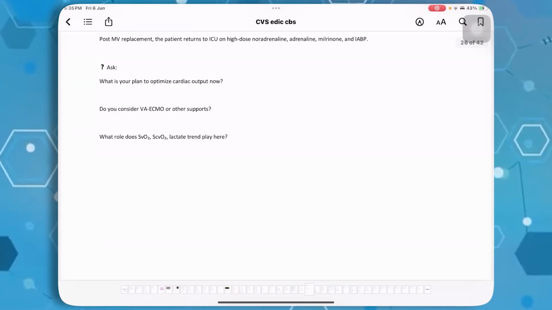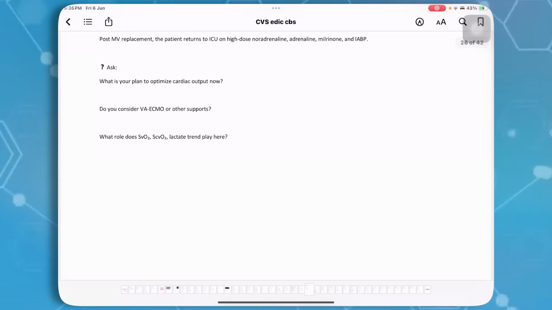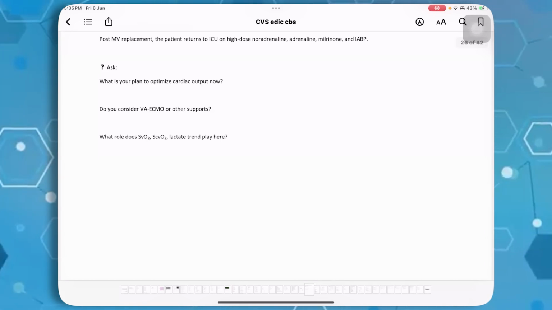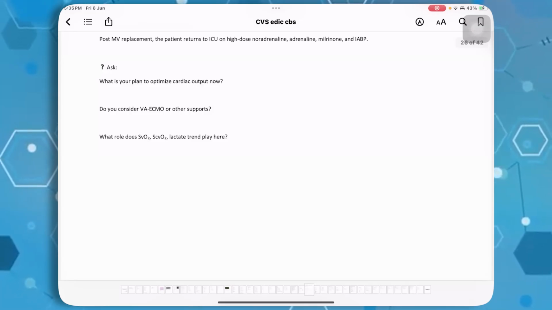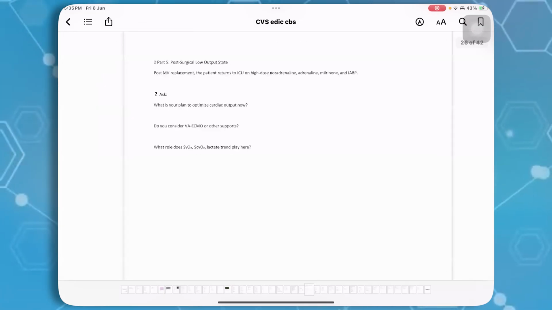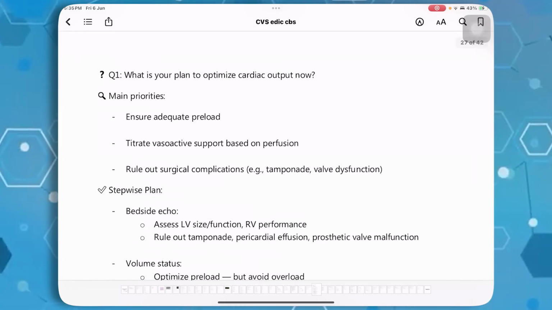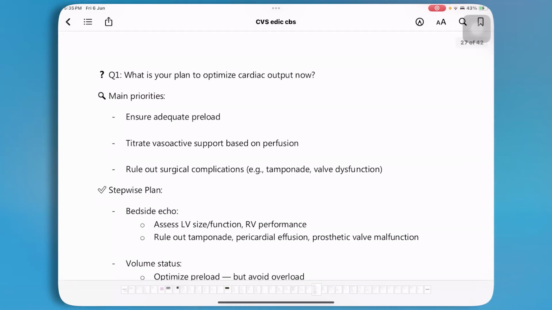What is the role of systemic venous oxygen saturation, a mixed venous or a central venous oxygen saturation? Lactate, what trend will help us to come to a conclusion? So what is the plan to optimize cardiac output in this patient?